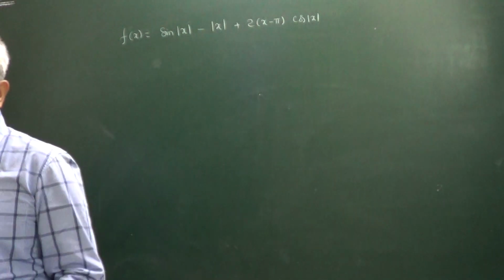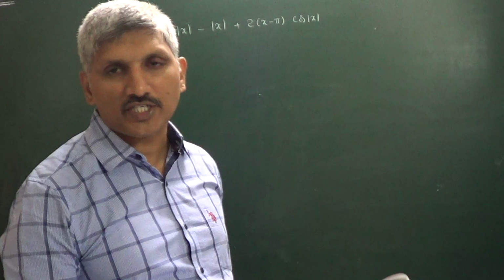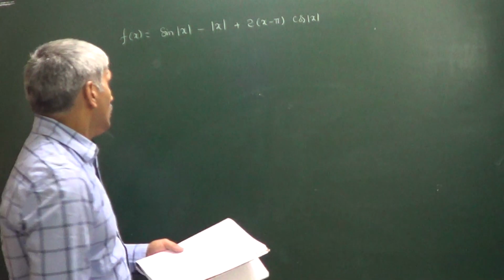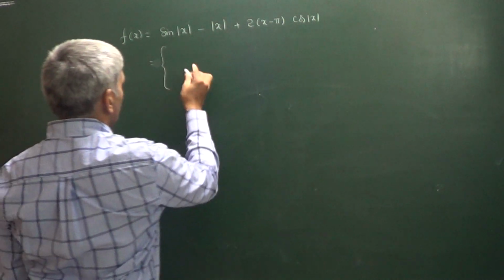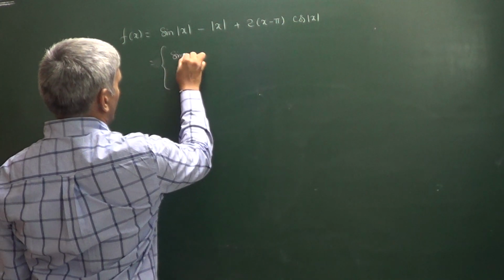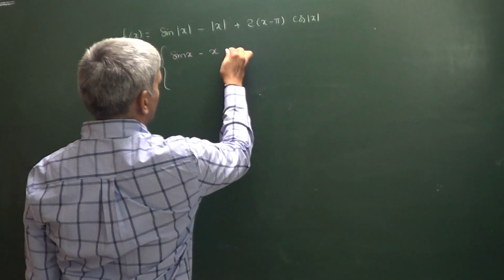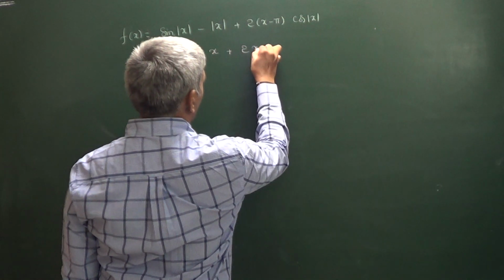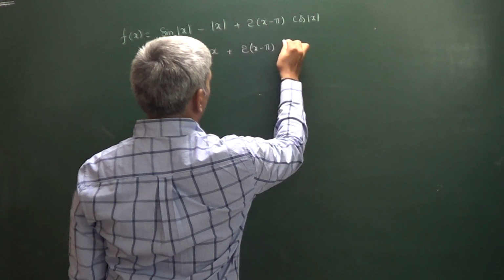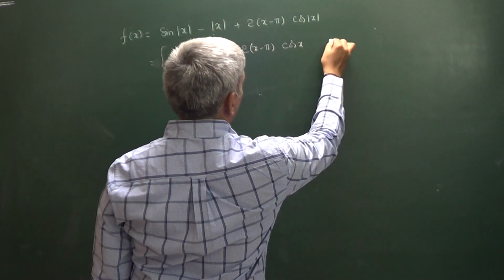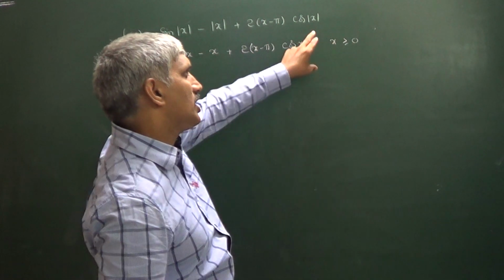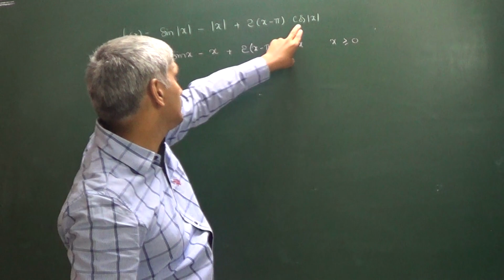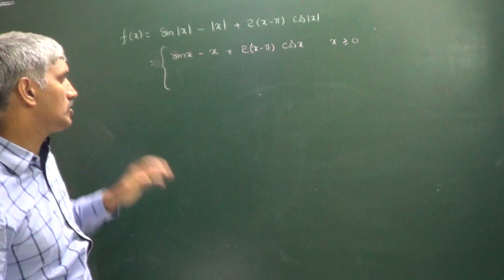So he is asking to check the continuity and differentiability of that particular function. We have to find out. First of all, I will try to modify this function. So this is equal to sin x minus x plus 2 into x minus pi cos x, when x is greater than or equal to 0, because when x is greater than or equal to 0, mod x becomes x, this is also x, this is also x.